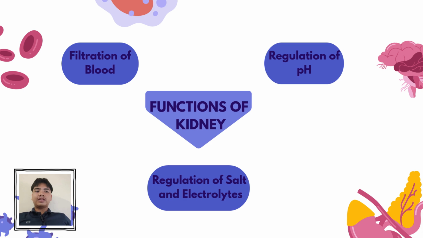And the last function of the kidney is regulation of pH. So the kidney excretes hydrogen ions and reabsorbs bicarbonate to maintain proper blood pH, which is 7.4.